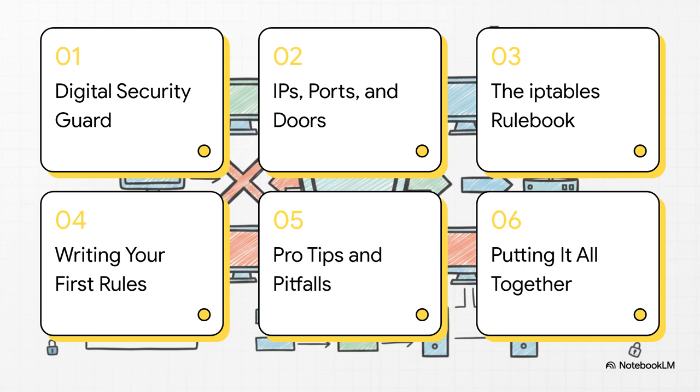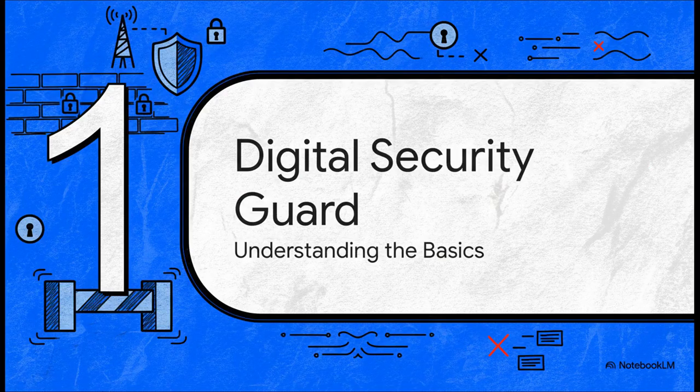So here's our game plan. First, we'll meet our digital security guard. Then, we'll figure out what addresses and doors they're actually watching. After that, we're going to open up their official rulebook, iptables, and even write a rule ourselves. And to wrap it all up, we'll cover some pro tips so you don't make common mistakes before putting that whole puzzle together.